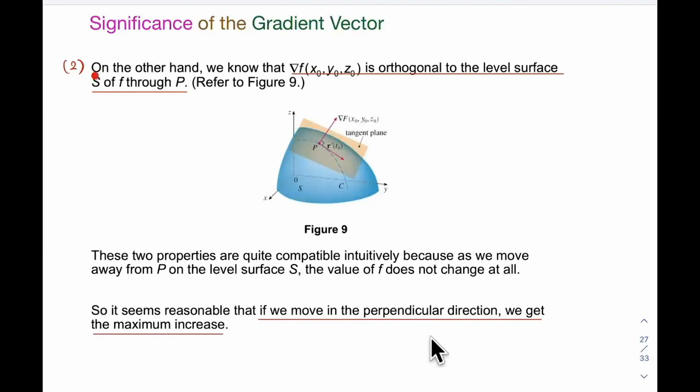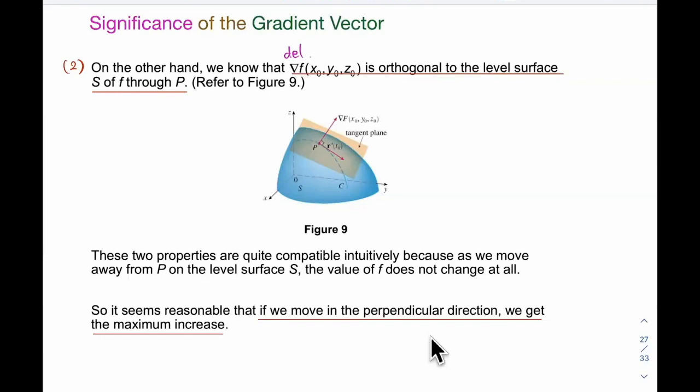Number 2, from here: on the other hand, del f of x0, y0, z0 is orthogonal to the whole level surface S of f. Okay, good. Let's pause a moment and think about what it means. So the gradient is orthogonal to the level surface.